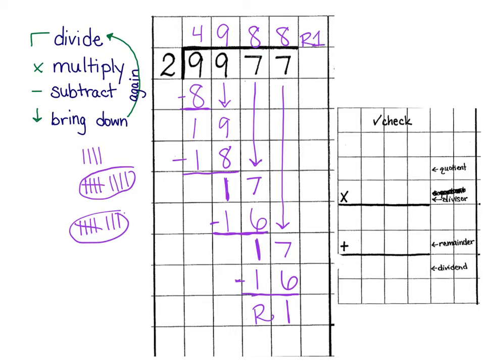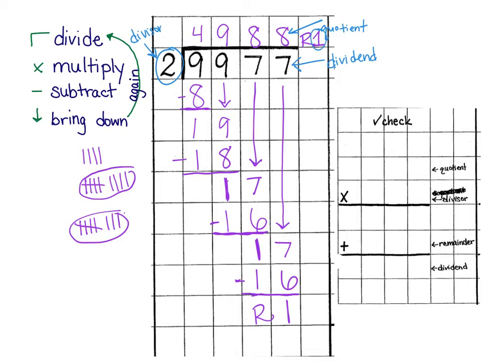Let's check our answer. The quotient is our answer. So I'm going to write quotient here. Quotient. And this number is our divisor. Make sure you're writing this on your paper. And this number is our dividend. These are important division words. And we all know remainder.